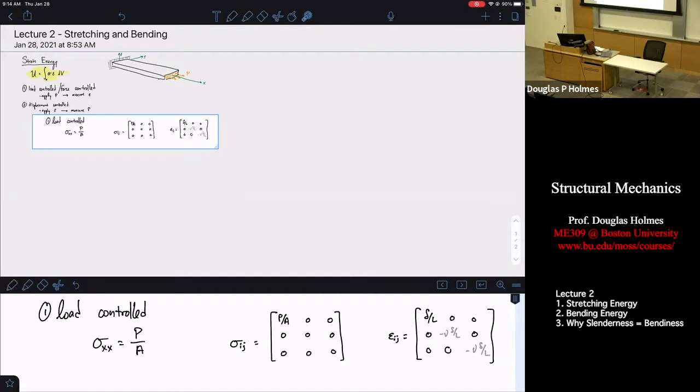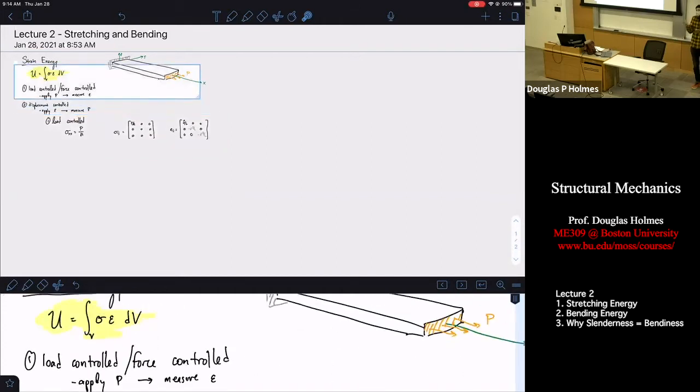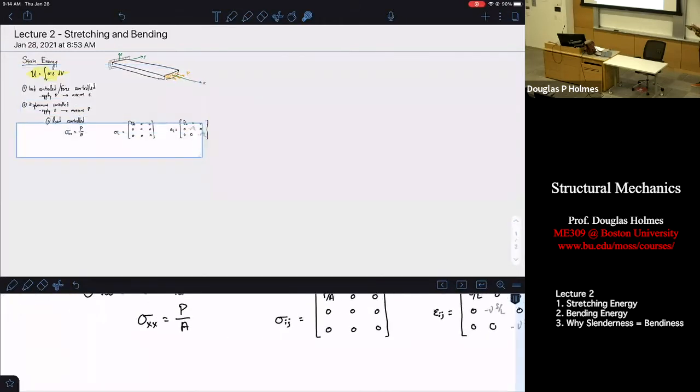We're saying, okay, I need this times this, and I need 0 times this. I need 0 times this. So even though there are strains in the other directions, this equation doesn't care. It's taking 0 times those numbers. And so the math is actually really quite simple.